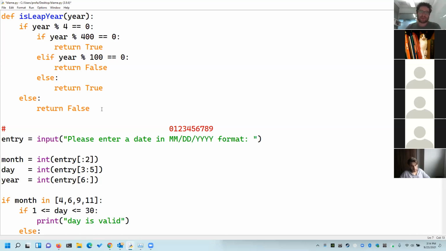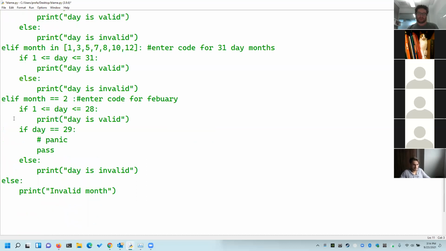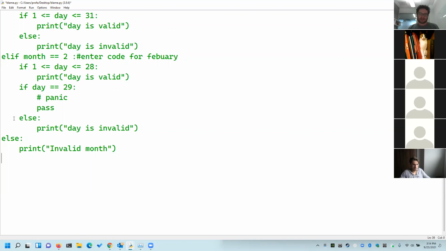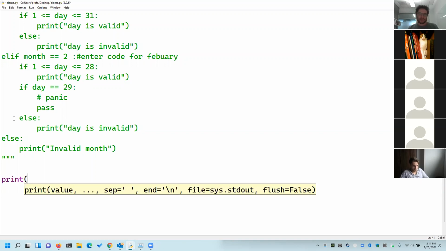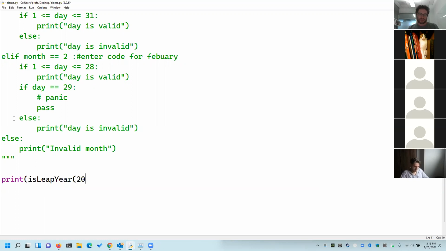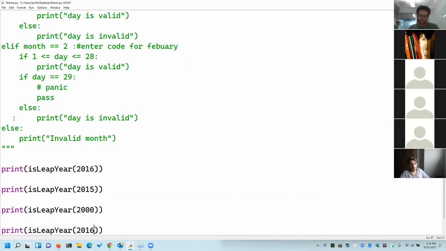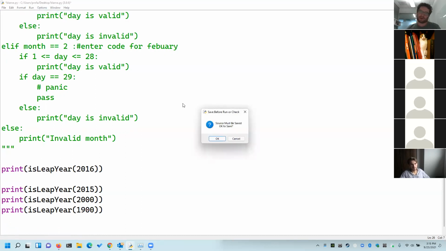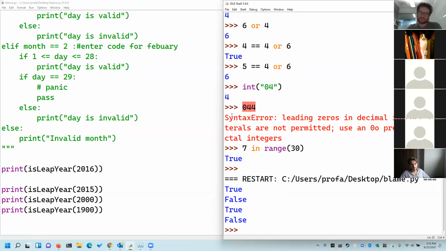So let's go ahead and test this, by the way, before we move on. Comment everything out that I've done, just so that I can test it down here. Print is leap year 2016, 2015, 2000, 1900. So that should be true, false, true, false. Please work, please work, please work. Yay, okay, so it's working.